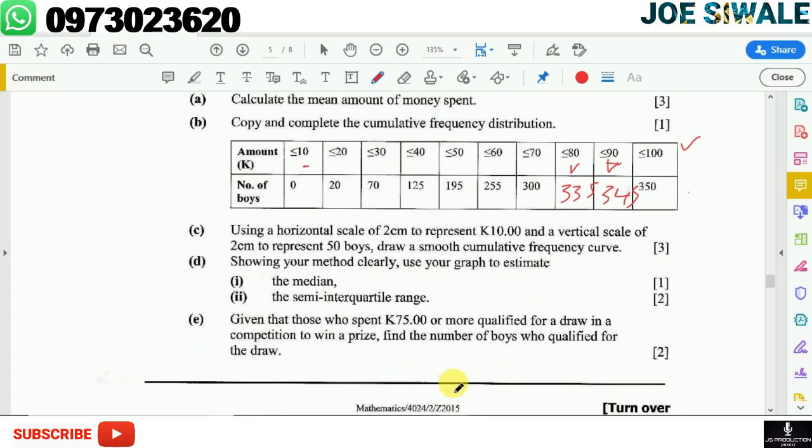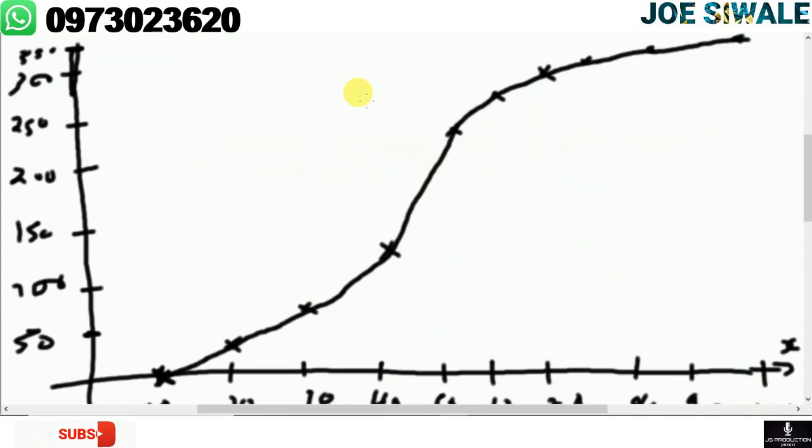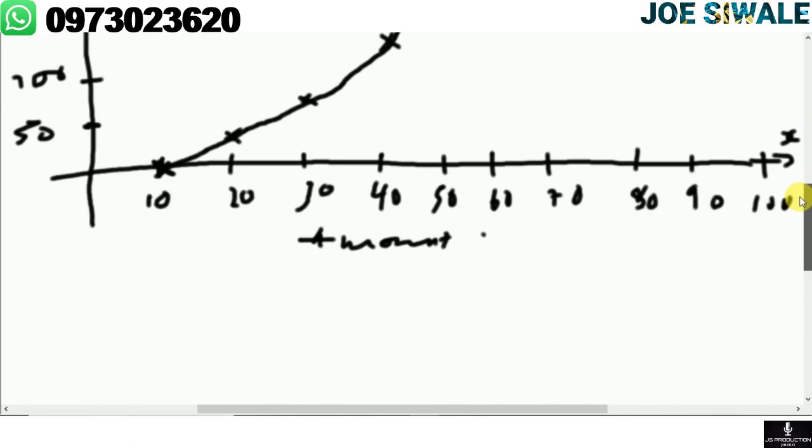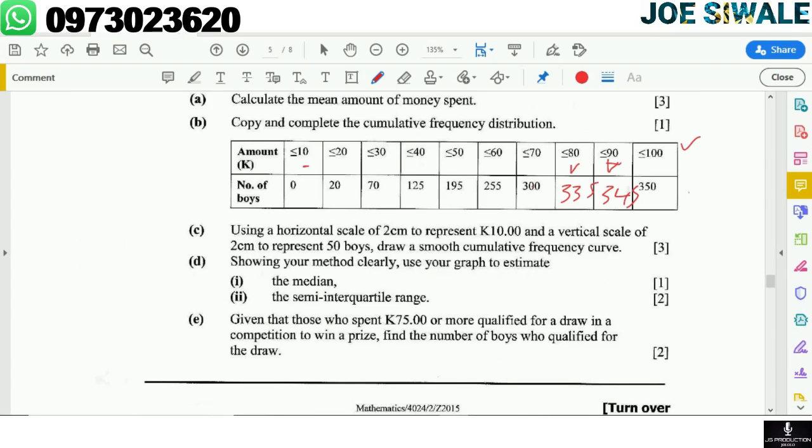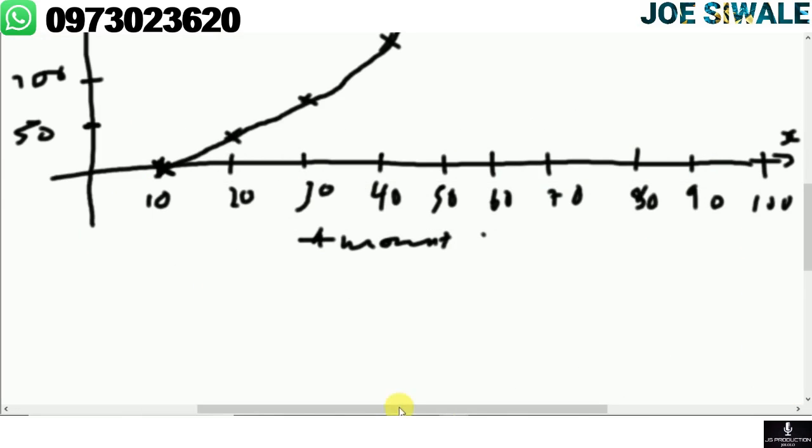Let's continue looking at the other questions. Question D reads, showing your method clearly, use your graph to estimate Roman numeral 1, the median, Roman numeral 2, the interquartile range. So Roman numeral 1 says we're supposed to calculate the median. This is question D, Roman numeral 1, the median.